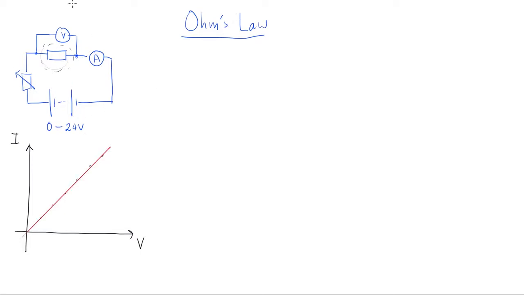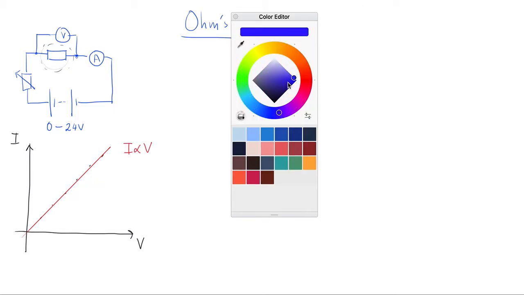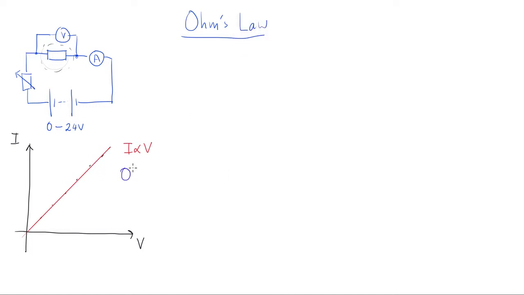So in this case, for a ceramic resistor, the current is proportional to the voltage. This is only the case when we have materials which are so-called ohmic resistors, because Ohm's law says that current is proportional to potential, for constant temperature, we must add.